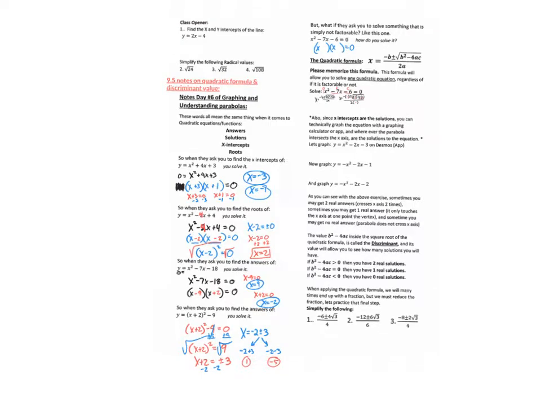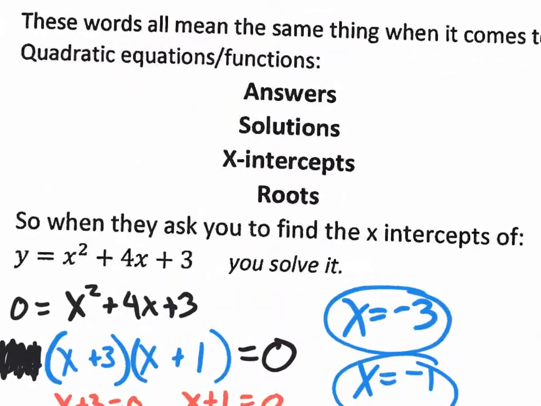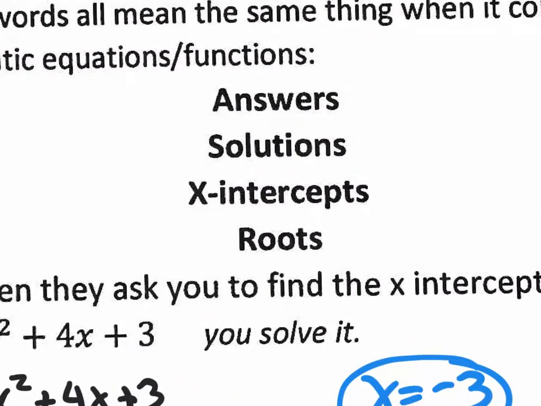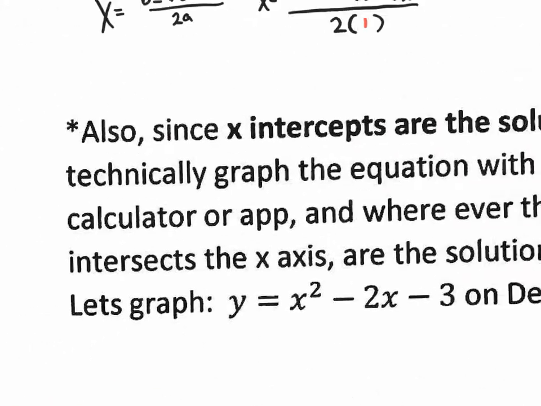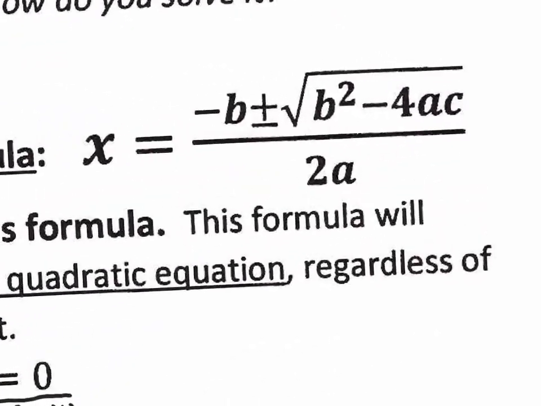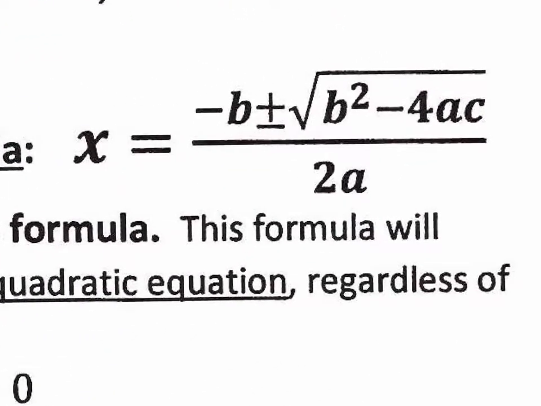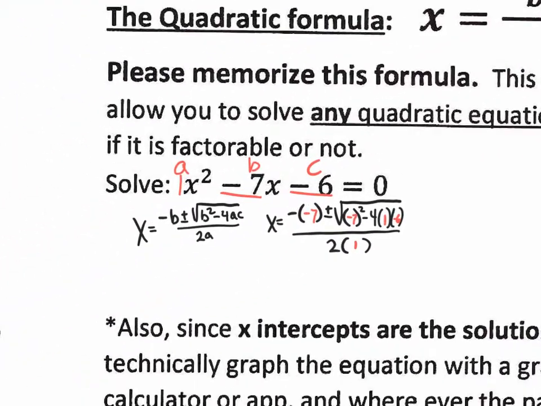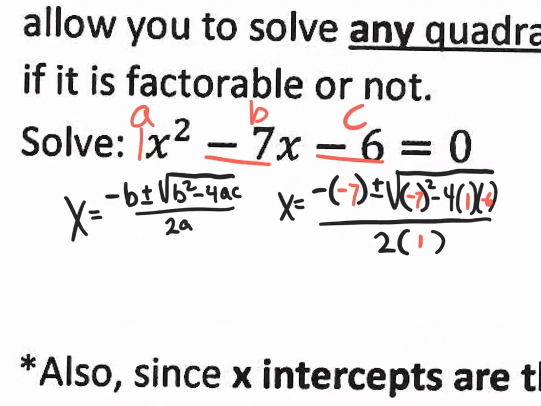So on the previous video, we explained all these questions, and the main idea was that answers are the same thing as solutions, are the same thing as x-intercepts, same thing as roots. We also learned about the quadratic formula. Quadratic formula: x equals negative b plus or minus the square root of b squared minus 4ac, divided by 2a. And we also went over one example on how to use the quadratic formula.